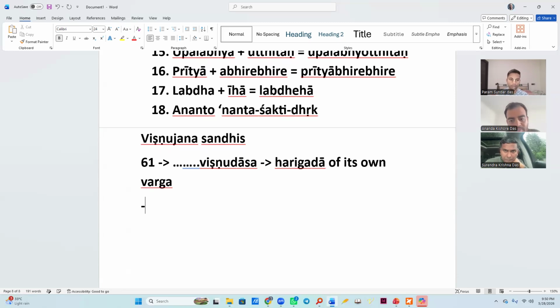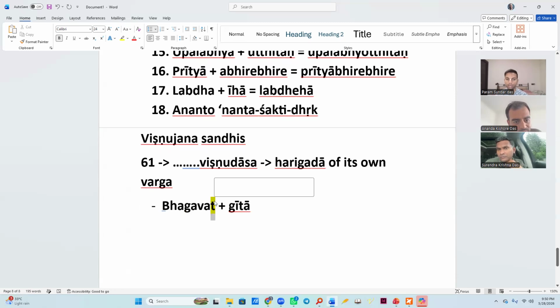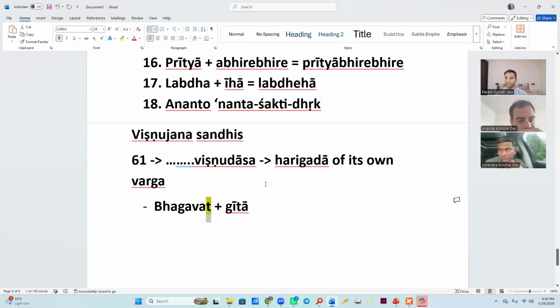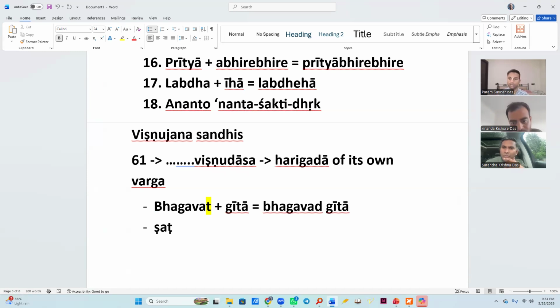For example, Bhagavad Gita. Now, Bhagavad is the word, and at the end of Bhagavad we have Tarama. Do you think Tarama is Vishnu Dasa? Yes, it is. Simple. As per the rule, this ta becomes the third letter of its own varga. So that would be ta, tha, da. So it becomes Bhagavad Gita. Now, Vishnu Dasa is followed by what, Prabhu?